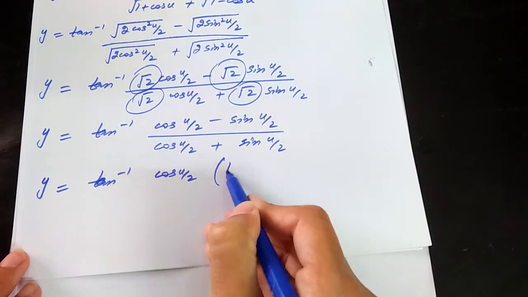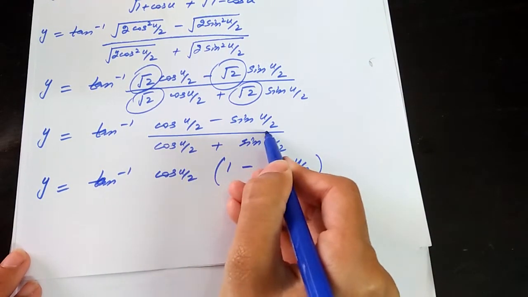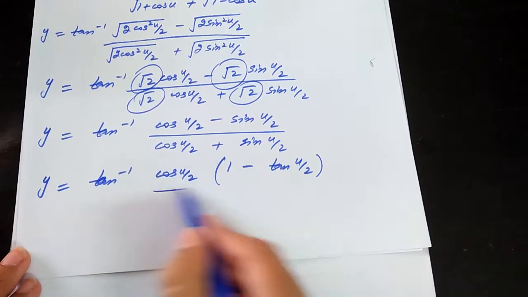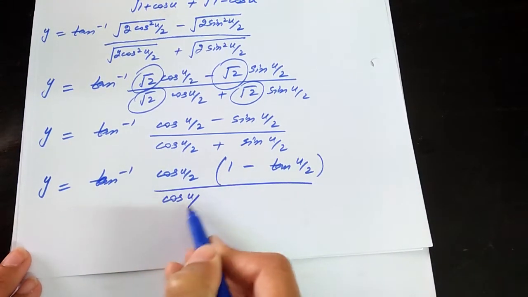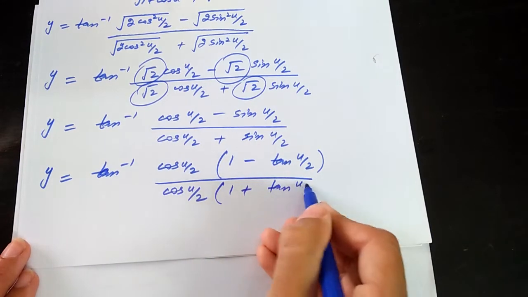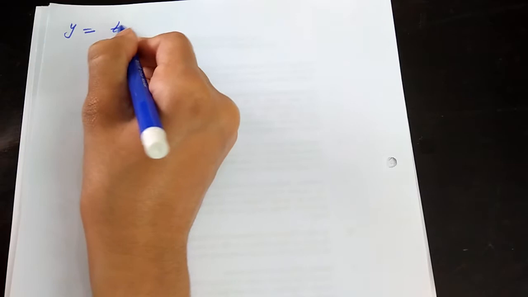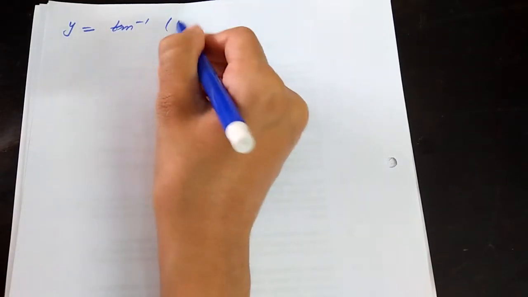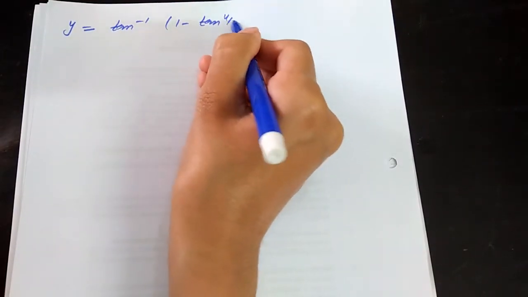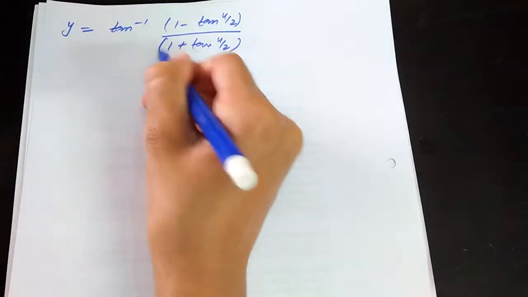We will be left with 1 minus tangent u by 2, because cos of u by 2 will come to the denominator. So this will become tangent u by 2, divided by, take cos of u by 2 also common from the denominator, we will be left with 1 plus tangent u by 2. This will be cancelled, so we will be left with y equals tangent inverse of 1 minus tangent u by 2 divided by 1 plus tangent u by 2.